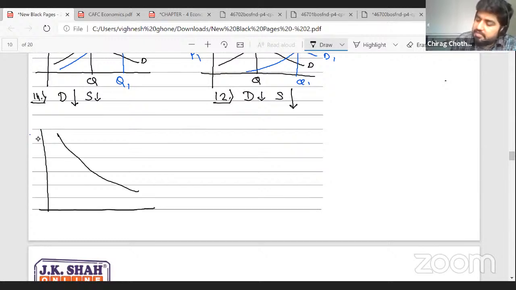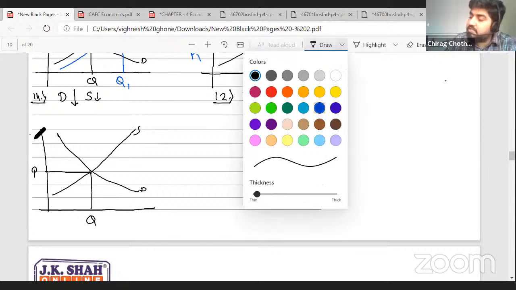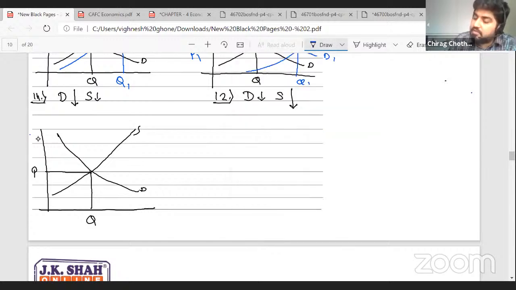So this is my demand curve. This is my supply curve. This is equilibrium quantity and equilibrium price. Now look at the demand curve. Demand curve is decreasing. Demand will be decreasing, but it will be decreasing in a large quantity, right? So this will be D1.